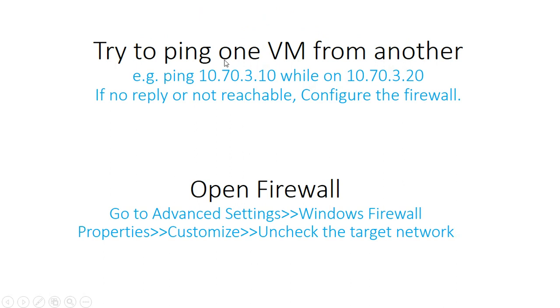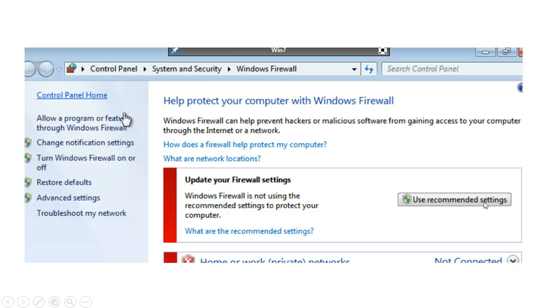Right, try to ping one virtual machine from another, e.g. ping this one while on this one. If no reply or not reachable, configure the firewall. And this is how you configure the firewall. You open advanced settings, Windows firewall, properties, customize, and check the targeted network.